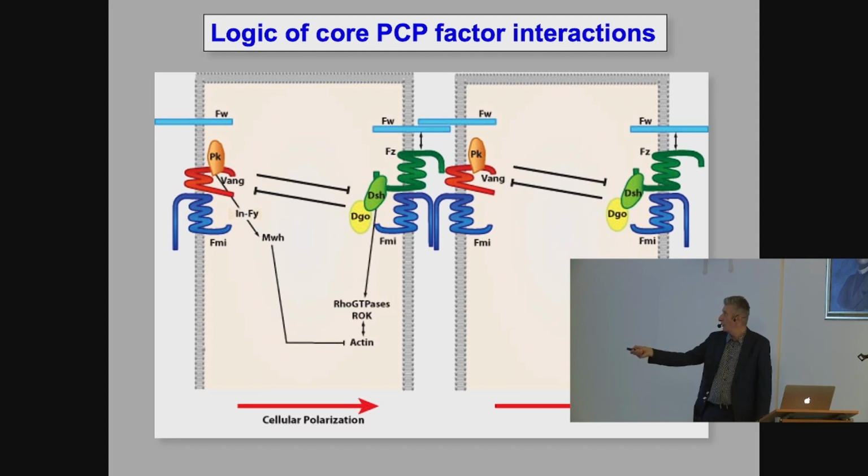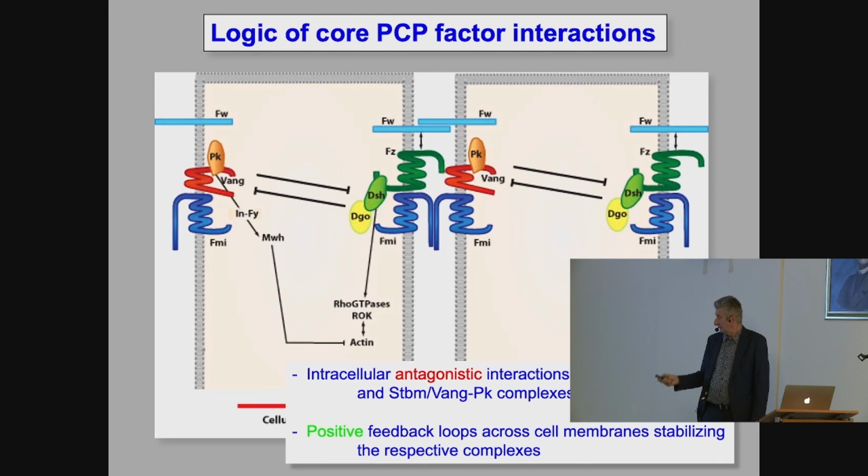So not only don't these complexes like each other, they separate each other, but they also have sort of opposite effects on the cytoskeleton. So there are intracellular antagonistic interactions between these complexes, and there are positive feedback loops across cells, because once you have this as a stable complex, it'll maintain itself and also propagate from cell to cell.